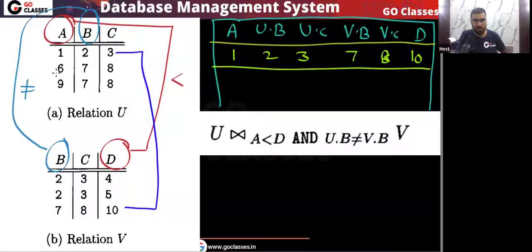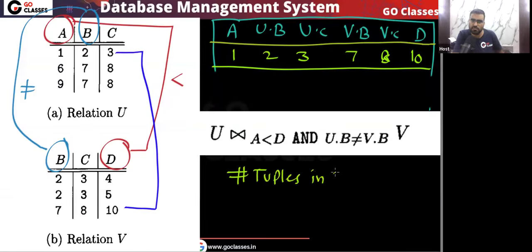Another tuple, tell me. A should be less than D. So 6 should be less than 10. And you can see B is not equal to B. The B value should not be equal. So you can see this is a dangling tuple. What about this one? Here you can see that A should be less than D and the B value should be not equal. So that's it. Only one tuple in the output. Do you agree? So the number of tuples in output will be 1. And how many dangling tuples?